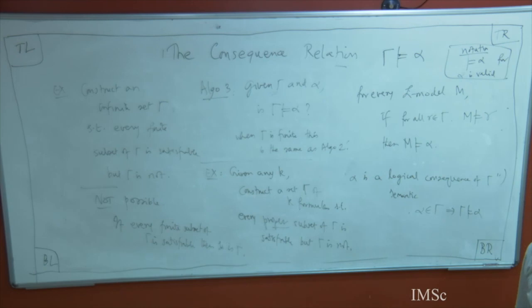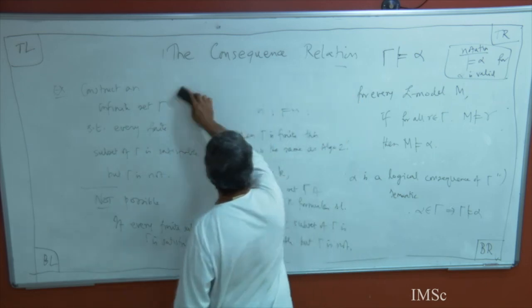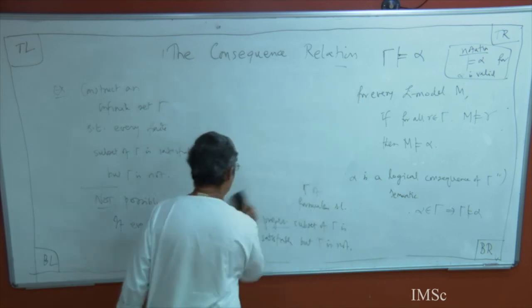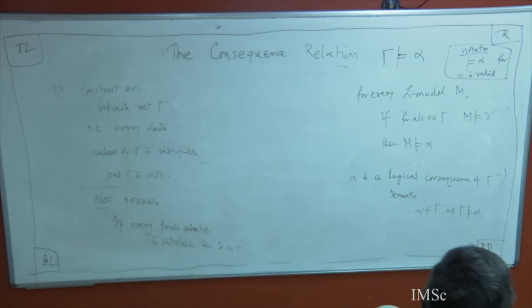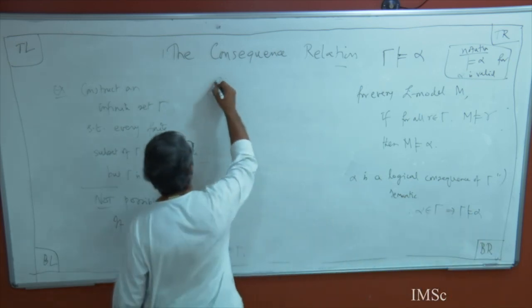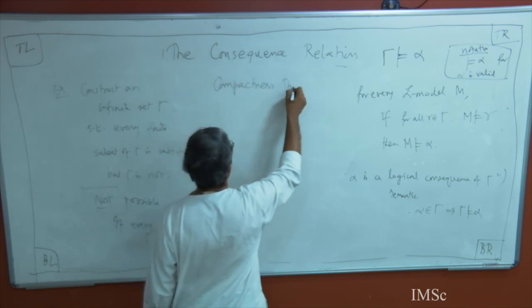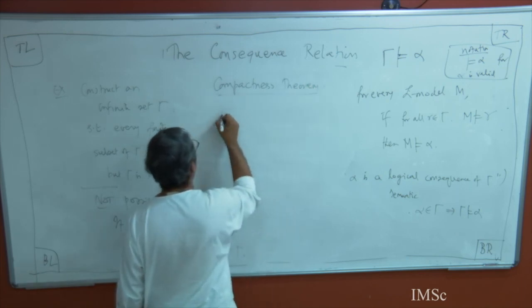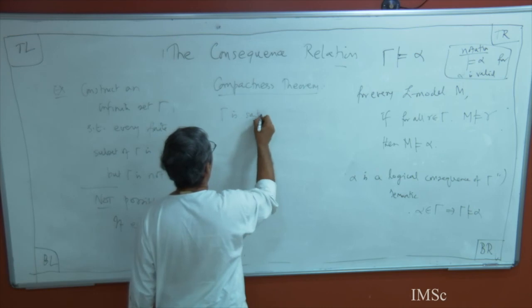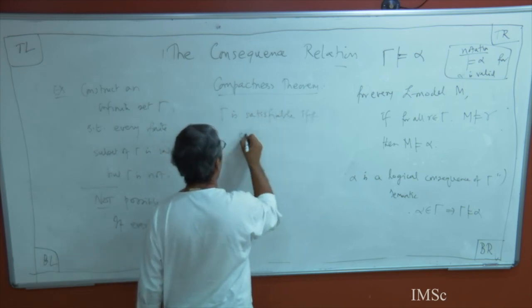Now this is not obvious at all, and it's sufficiently important, and this is the first theorem of the course. So this is the theorem, and this is called the compactness theorem, probably one of the most celebrated theorems of the subject. Gamma is satisfiable if and only if every finite subset of gamma is satisfiable.